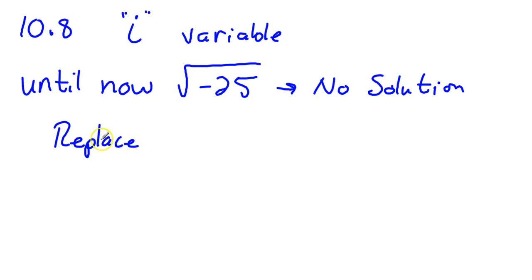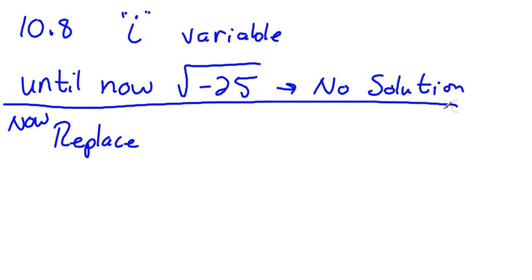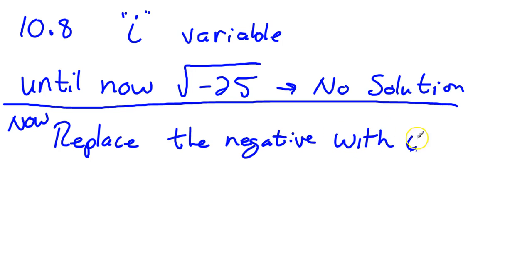You're going to replace, so that's everything we've done up until now. Now you're going to replace the negative with I squared. With the imaginary variable and the complex numbers that they do, the whole big thing they look at is they're going to say that I squared equals negative 1.